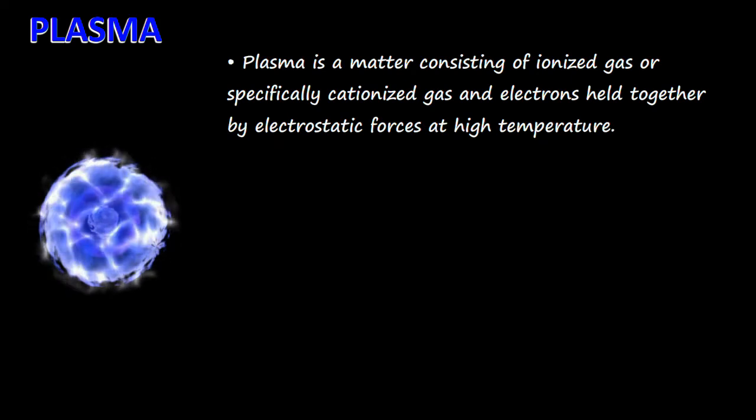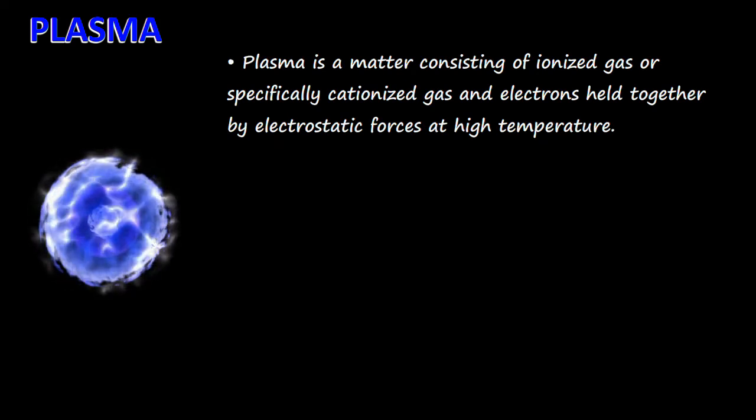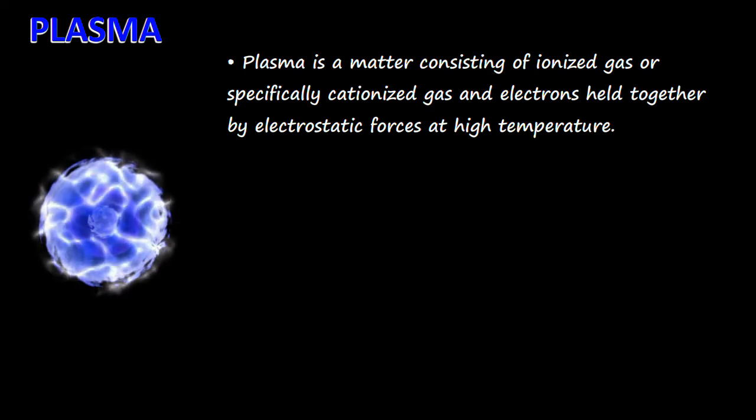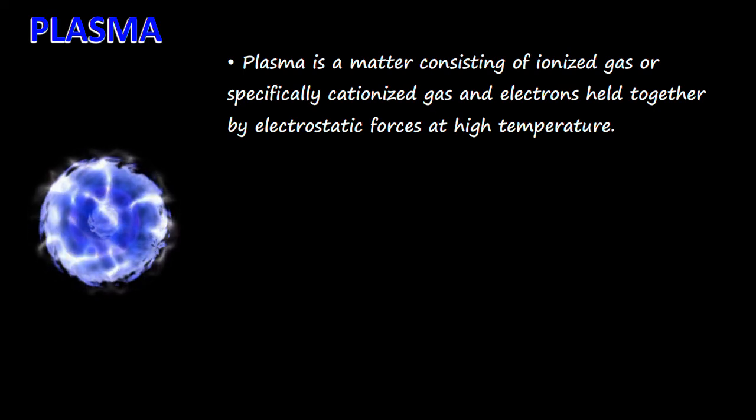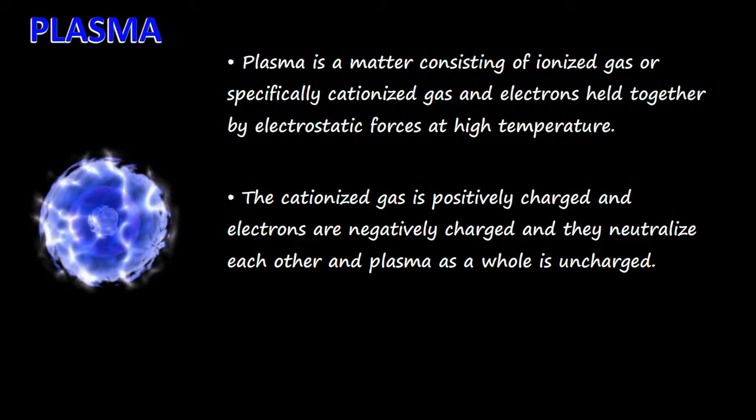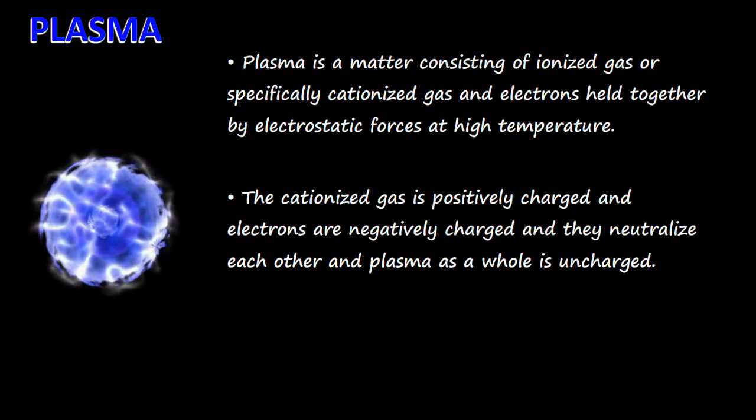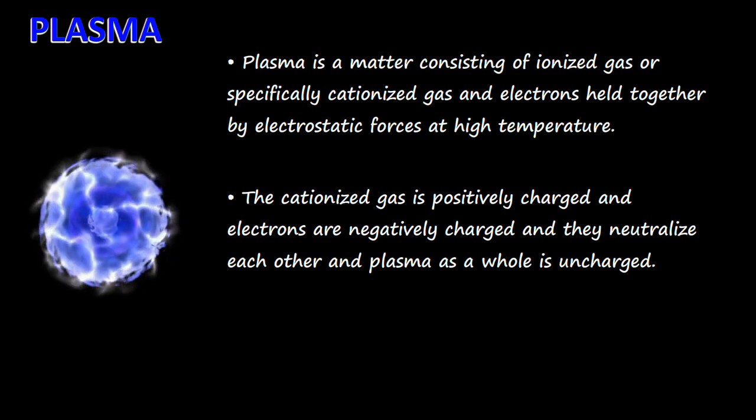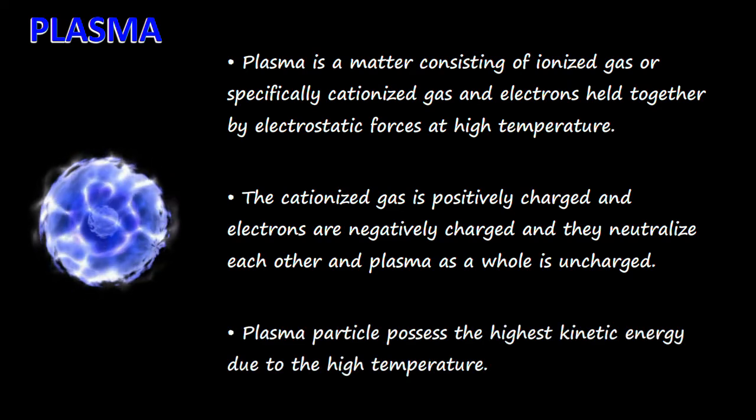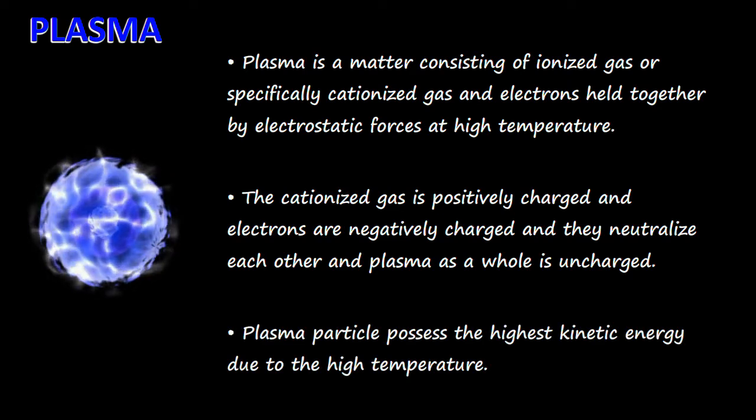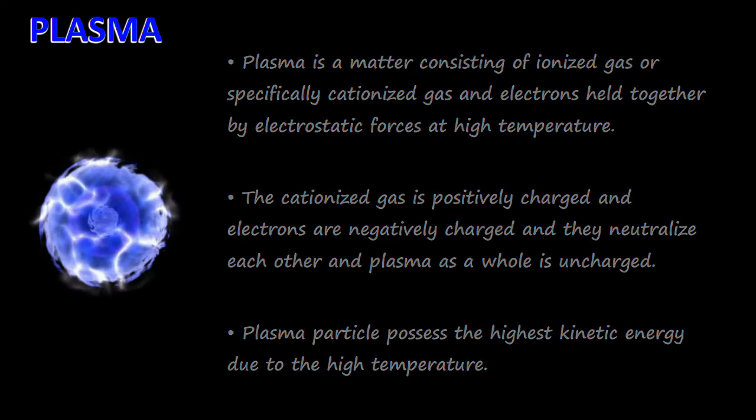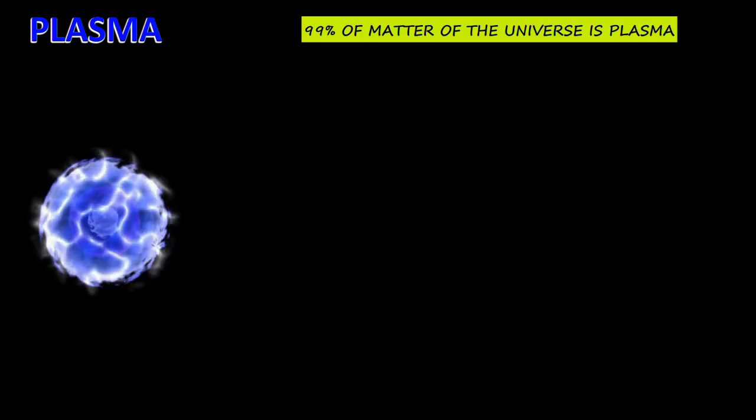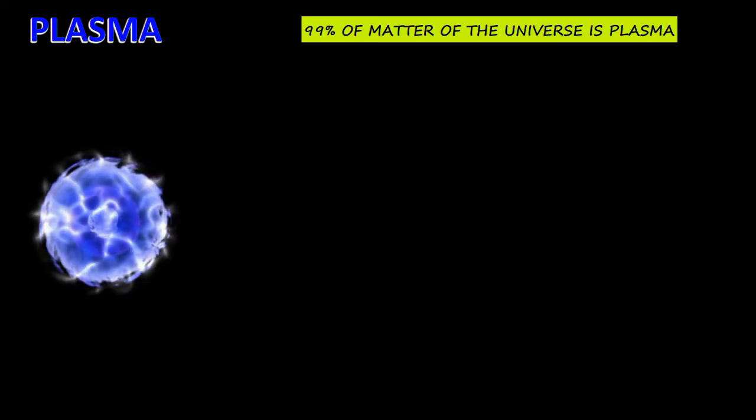Plasma is matter consisting of ionized gas, or specifically cationized gas, and electrons held together by electrostatic forces at high temperature. The cationized gas is positively charged and electrons are negatively charged, and they neutralize each other, and plasma as a whole is uncharged. Plasma particles possess the highest kinetic energy due to the high temperature. You will be amazed to know that almost 99% of the universe consists of matter which is nothing but plasma.